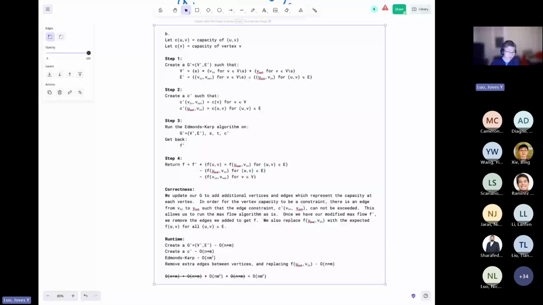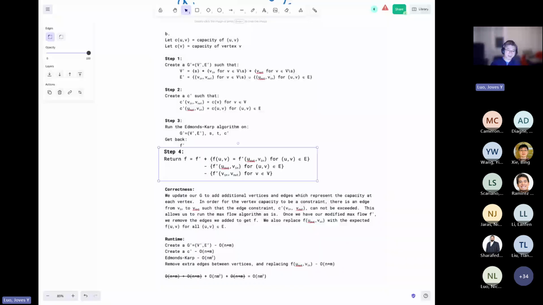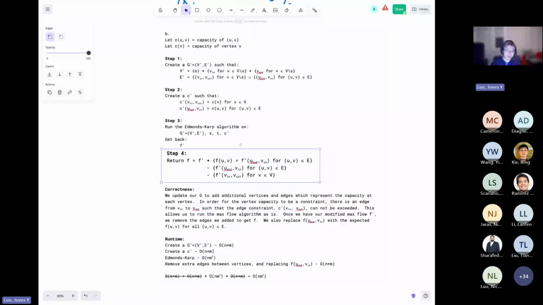Okay. So I am going to set my flow UV to U out V in for my F prime, and then I'm going to subtract all the weird additional flows that I had to create in order to set up my graph. And so once I have that, that's my return flow.